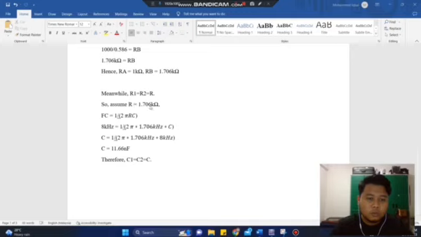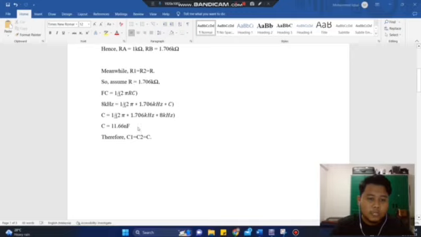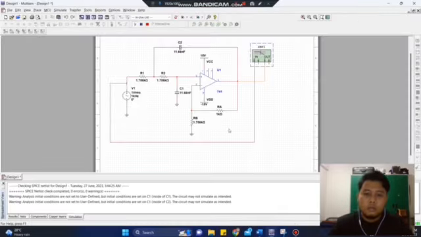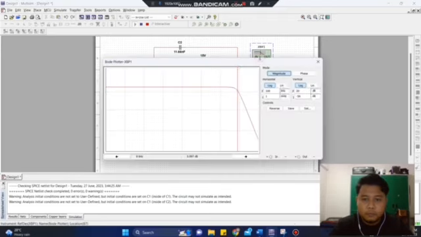is 1.706 kilo. After some calculation, I get the value of C is equal to 11.66 nanofarad. Therefore, C1 is equal to C2 is equal to C. For the circuit, this is second order low pass filter circuit, or the Sallen-Key circuit. This is the first pole and this is the second pole. For the magnitude, from the Bode plotter, I get the 8 kilohertz cutoff frequency. So the slope is negative 40 dB per decade.